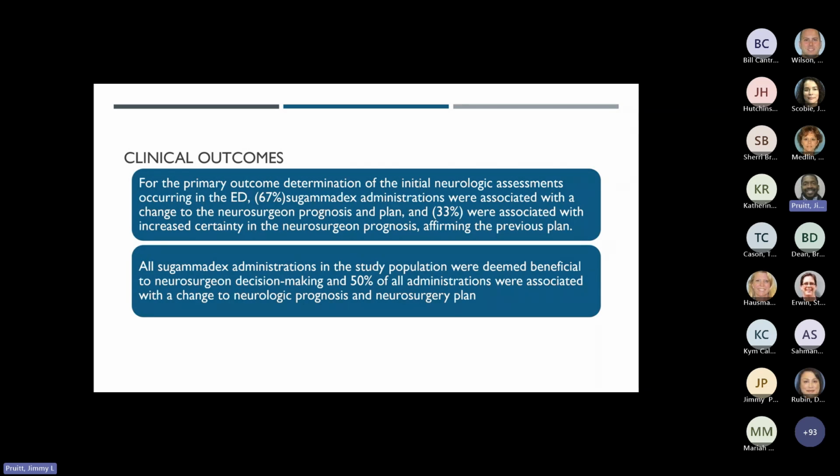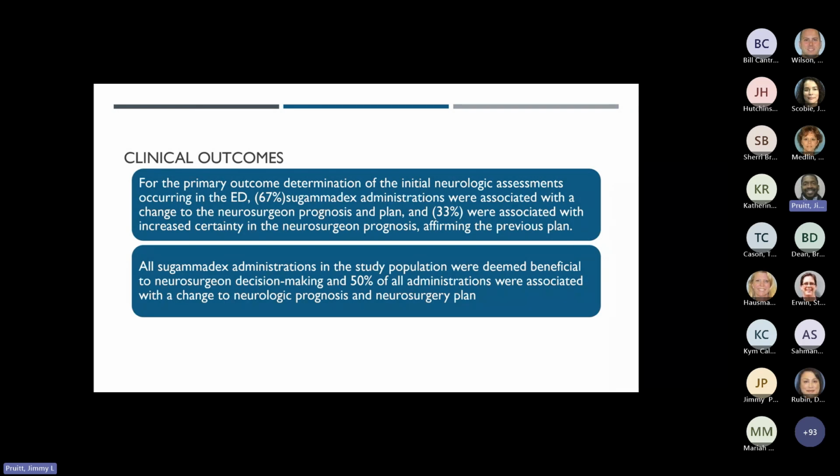And all of the sugammadex administrations in the study population were deemed beneficial to neurosurgeon decision making, and 50% of all administrations were associated with a change to the neurological prognosis and plan. So if we had 100 TBI patients and we used rocuronium like we traditionally do, up to 2 to 4 hours after, reversing those patients led to a change in half of them. So 50 of those patients had a different plan.